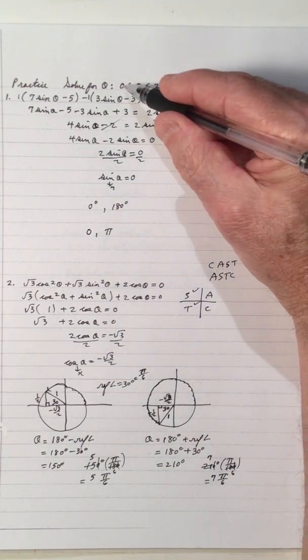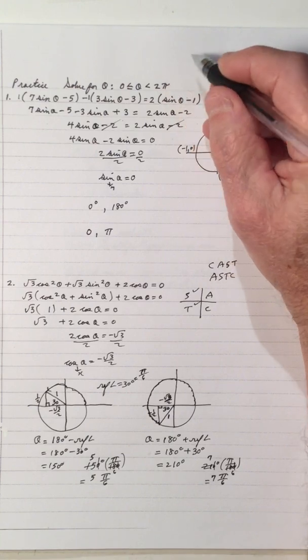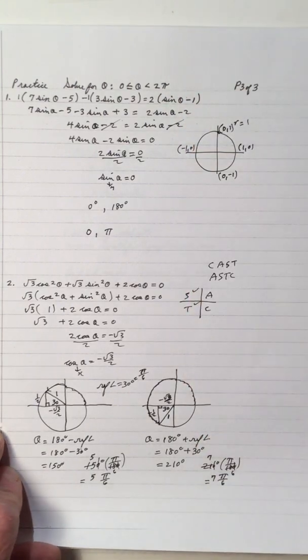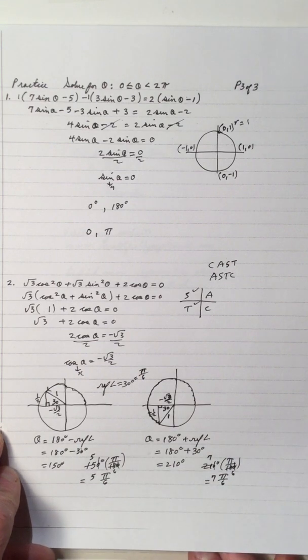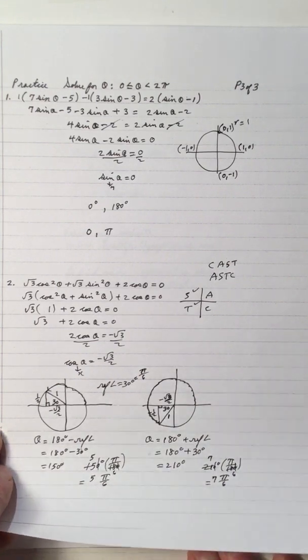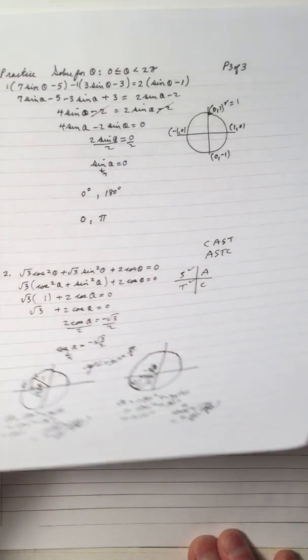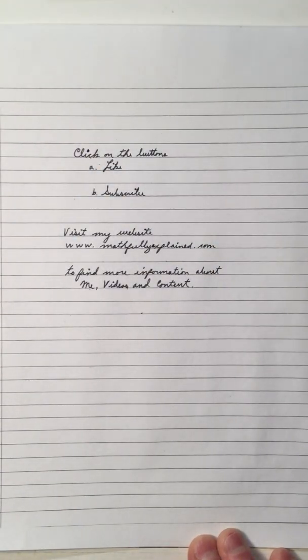Because we're supposed to be between 0 and 2 pi, and we're supposed to have it in radians in terms of pi. So again, we're solving different types of equations in different domains. So the first one was in degrees, and this one is in radians. So that brings us to the end.